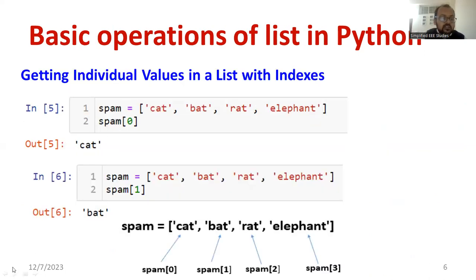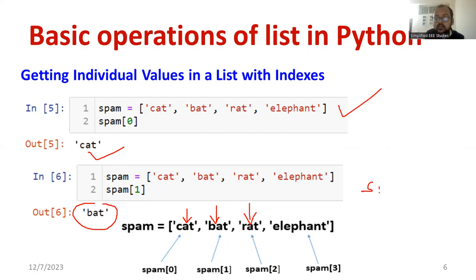Similarly, we can show a few more examples. As you can observe, kindly go through the given list. Spam is the name of the list here. All items are strings. Spam of 0 is nothing but the first one, that is cat. Spam of 1 is the second item, the bat. Then the third element you can access using spam of 2. Spam of 3 means elephant.